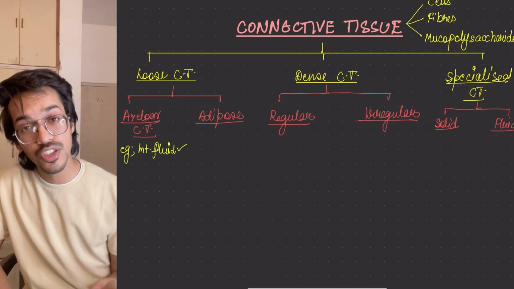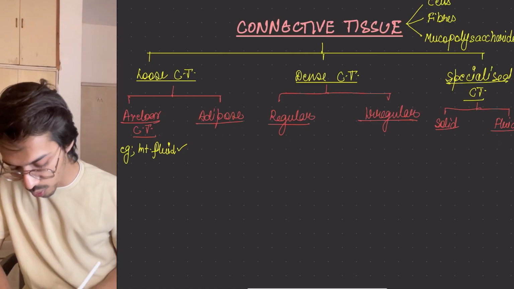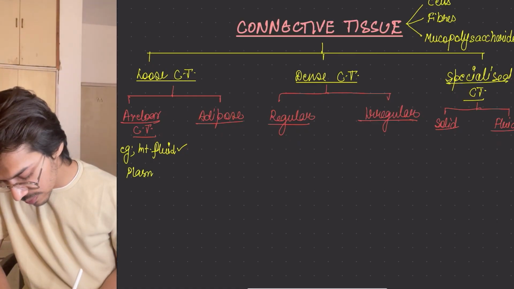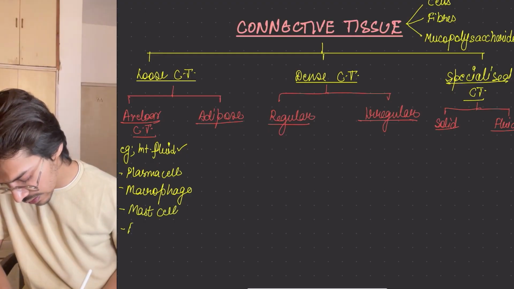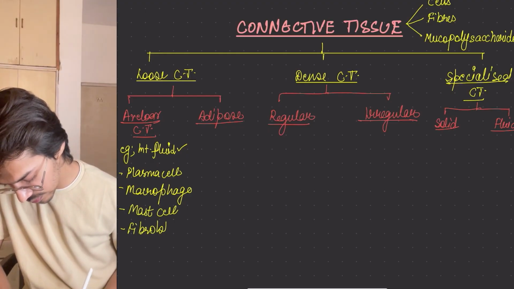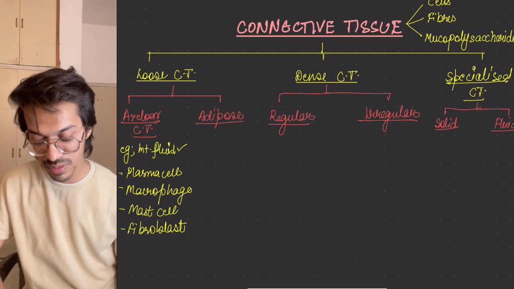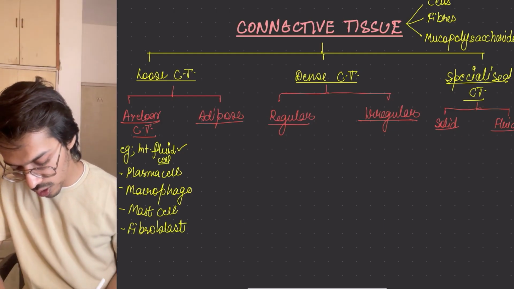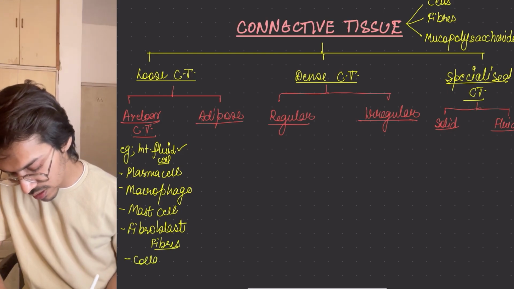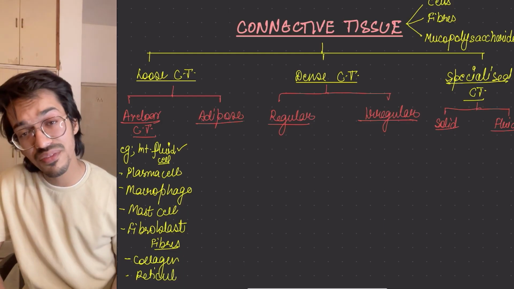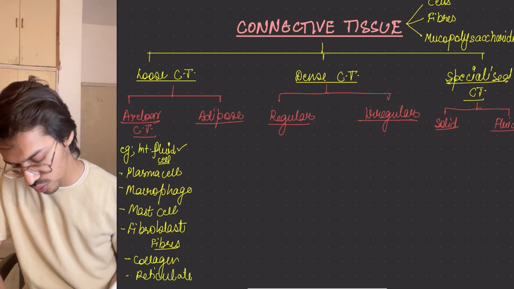The cells which are present in it, its diagram is given in NCERT, so very important. The cells are plasma cell, macrophages, mast cell, and fibroblast cells. This is the bare minimum of cells you have to remember. Then what types of fibers are present in it? There is collagen fiber, reticulate fiber, and even elastic fibers can be present in it, but we will go with these two fibers.